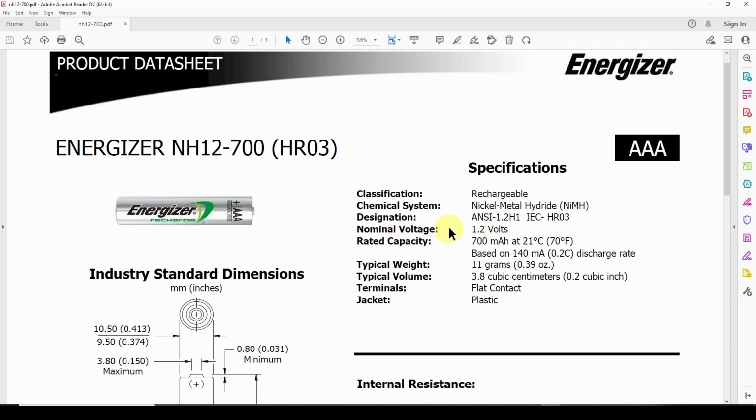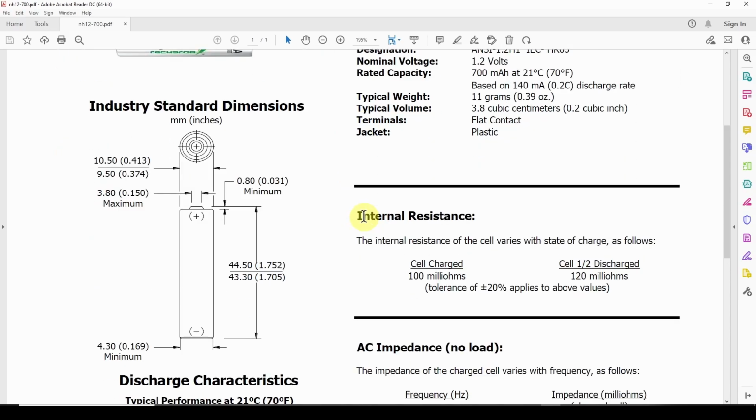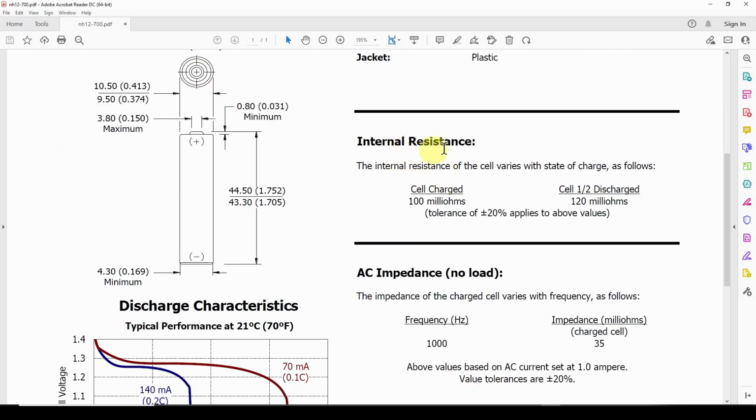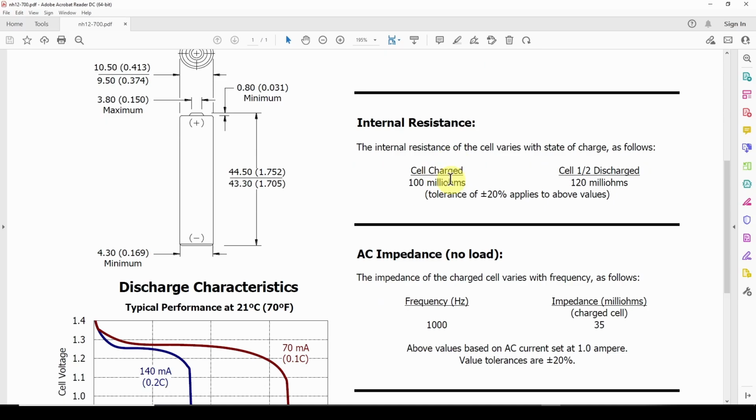Since this is a chemical device, it can vary a lot: temperature, the amount of discharge, how much load is on it. So this gets very complicated. Now let's take a look at some more of the data. It has dimensions, and it says it has an internal resistance. So what this means is if you've got a fully charged battery, it has 0.1 ohms of resistance, and that's going to affect the output.